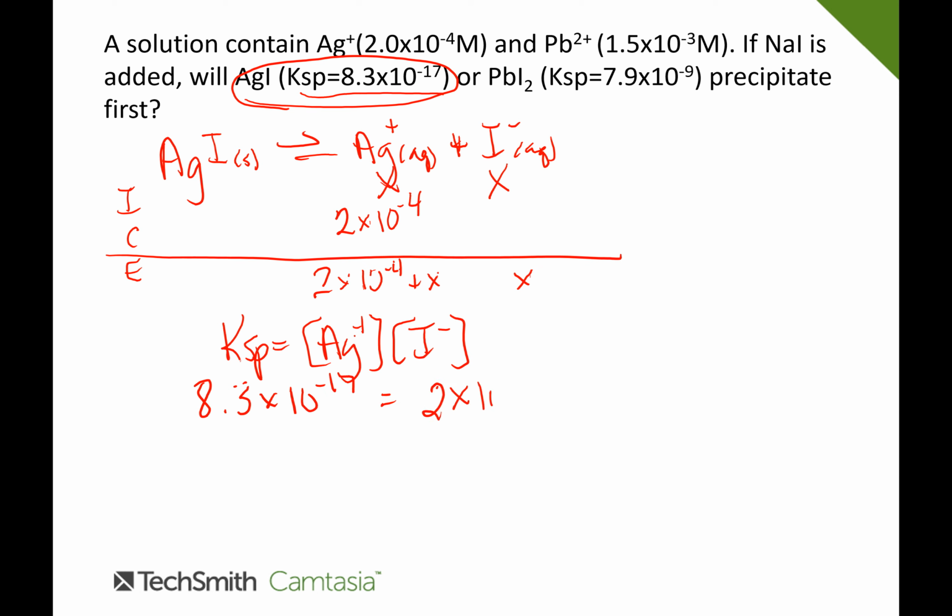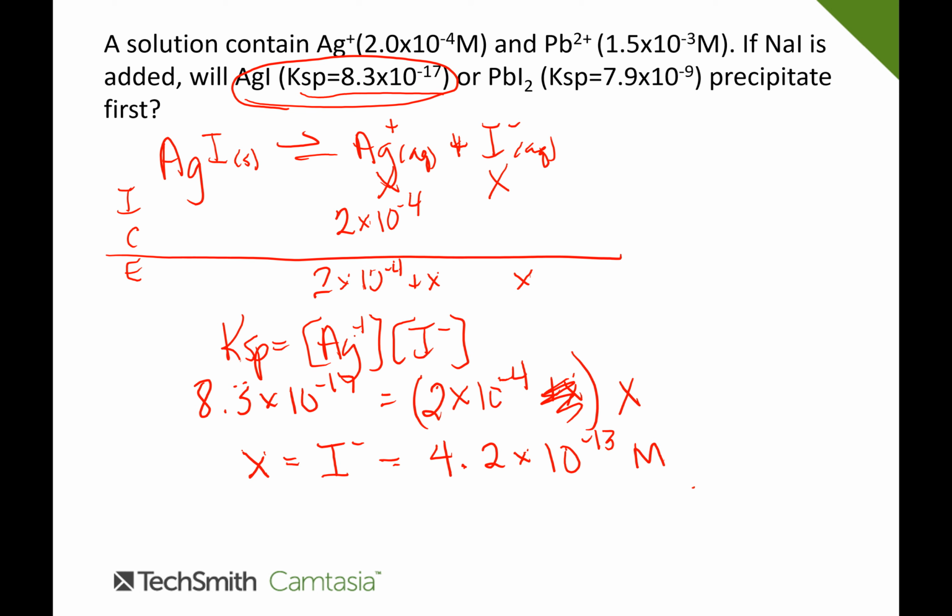This is 2 times 10 to the negative 4th plus X times X. We're going to assume that this number is really small. So I'm going to take 8.3 times 10 to the negative 17th divided by 2 times 10 to the negative 4th. And I'm going to get an X, which is my I- concentration of 4.2 times 10 to the negative 13th molar. So that's going to tell us the concentration of the I- when the AgI starts to precipitate.